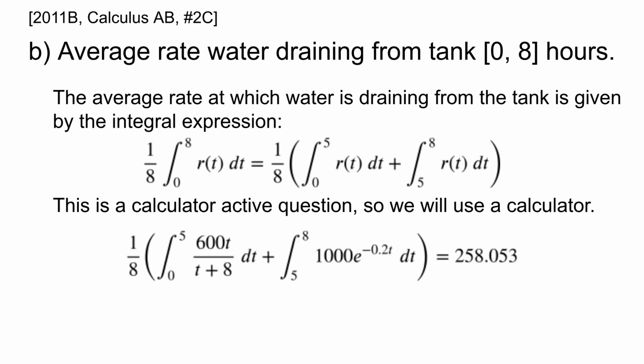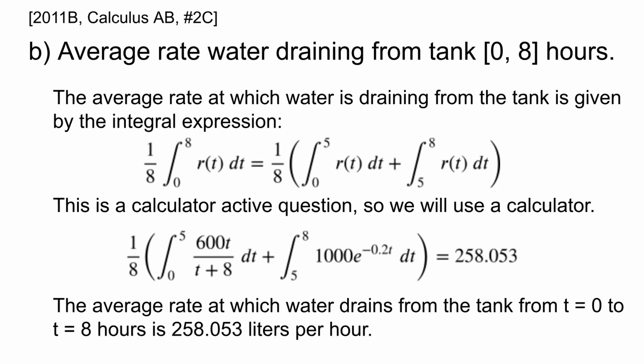And because this is a calculator active question, we will use our calculator to evaluate the integral. So we have 1/8 times the sum of the two integrals, the integral from 0 to 5 of 600t over t plus 8 dt, plus the integral from 5 to 8 of 1000 e to the negative 0.2t dt, and that turns out to be 258.053. So the average rate at which water drains from the tank from t equals 0 to t equals 8 hours is 258.053 liters per hour.